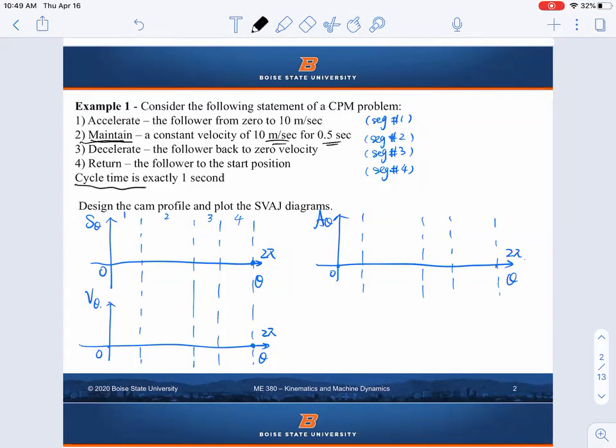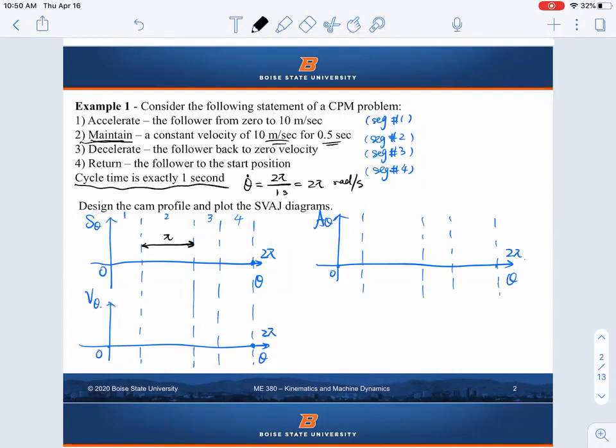We know that the cycle time is 1 second. That means your period is 1 second. So the speed, theta dot, is 1 cycle per 1 second. So that's 2 pi radian per second. All right, so that means in 0.5 second, your cam is rotating by 180 degrees or pi radian. So that means your second section or segment should have a width of pi.